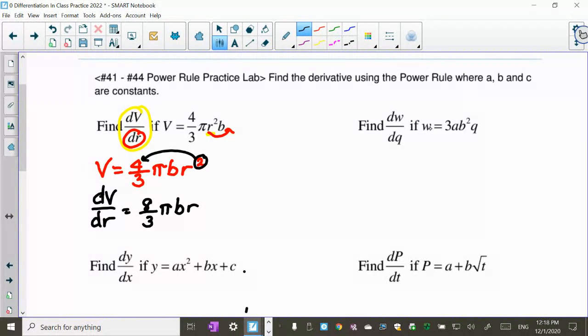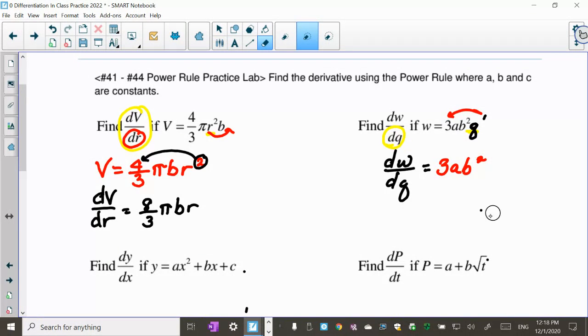So here I want to find w prime, if you will, or dw dq. I look at dq, that is my variable. That's my last one. It's all kind of set up already. So I'm just going to take dw dq. It will work just fine to take the first derivative. So this is a constant, this is a constant. So q here is to the first power, so I'm going to actually do 1 times this. So I have 3ab squared, because they're all constants. And since that's q to the 0, it goes away. So that is my first derivative.